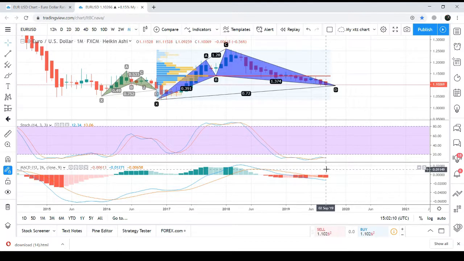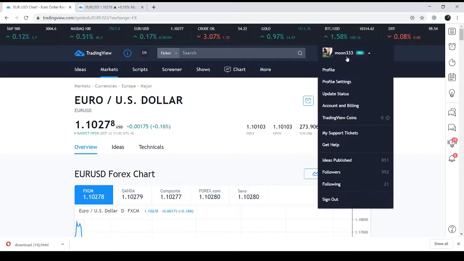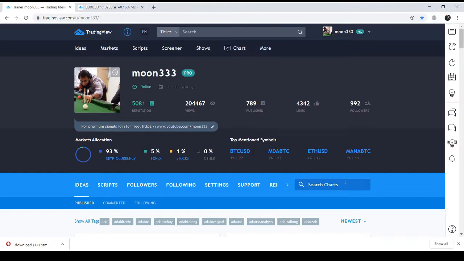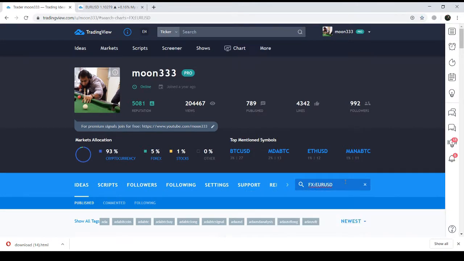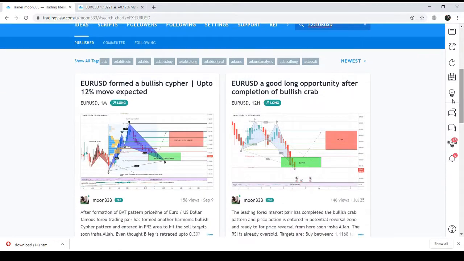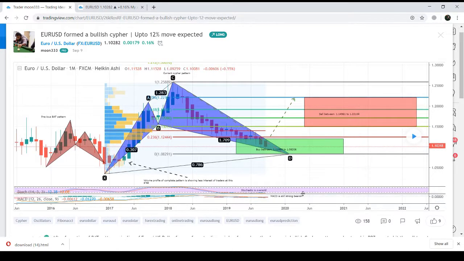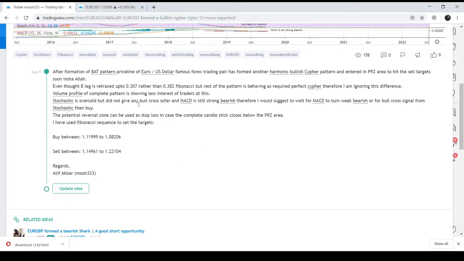Now let's move to the chart I've published to see the targets. And for that, I'm just taking you to my profile portal. And this is the chart, Euro US dollar. The 1 month chart I've published on 9th of September. And you can see the buying range, and these are my sell targets. So this move can be up to 12%. And you can see these targets clearly here in the chart description.